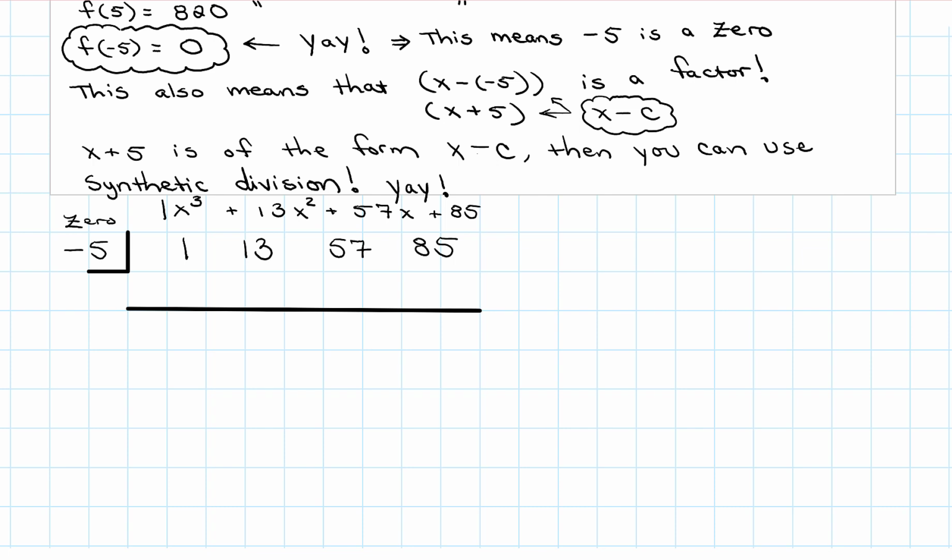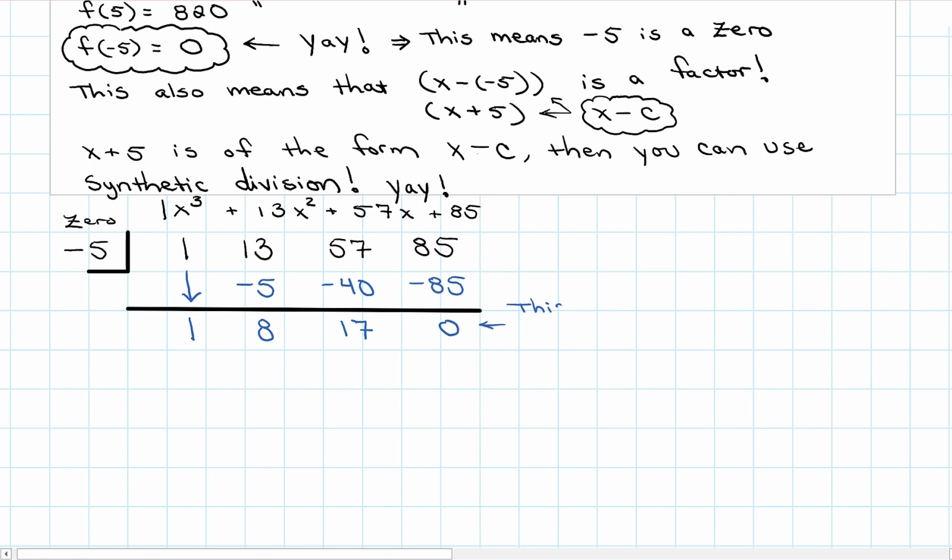Let's bring down that 1 first. Multiply 1 times negative 5. It's negative 5. And 13 minus 5 is going to give me 8. 8 times negative 5 is negative 40. 57 minus 40 is 17. 17 times negative 5 is negative 85. And 85 minus 85 is a 0.